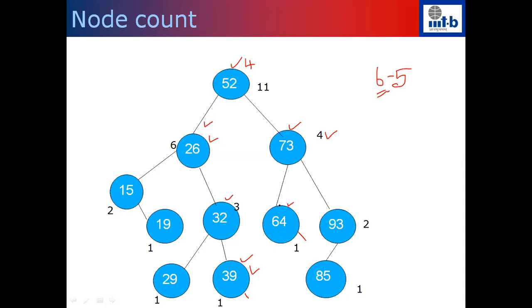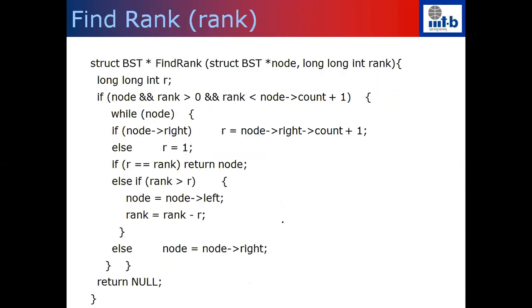I come here, but when I come here, I am looking for a number whose rank is 3. 4 minus 3, which is 1. So when I come here in the subtree, there is no right child, so the rank of this is 1. I stop. Let's write the code for this.